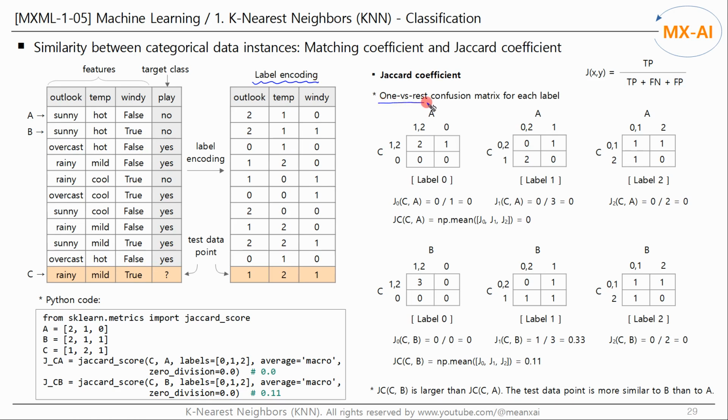The 1 versus rest confusion matrix for each label between C and A can be written as follows. The confusion matrix for label 0 and the rest of labels is as follows. The number of true positive is 0, and the number of true negative is 2. Using this formula as in the previous page, the Jaccard coefficient for label 0 between C and A will be 0. If we compute the Jaccard coefficients of label 1 and label 2 in this way, both will be 0.